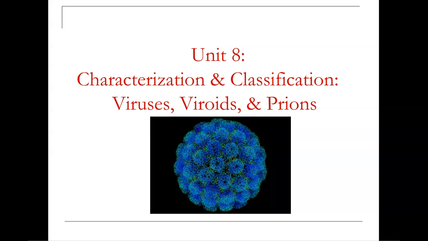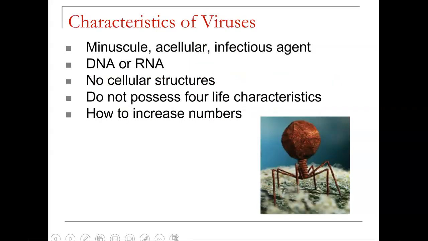Welcome back to Microbiology. Today we're covering Unit 8, which is going to be the characterization and classification of viruses, viroids, and prions. Now, characteristics of viruses, viroids, and prions. With all of these, we're going to have the viruses as being minuscule, acellular, and infectious agents.